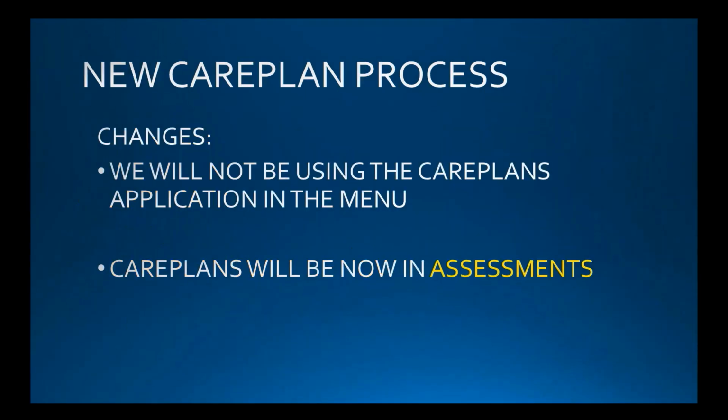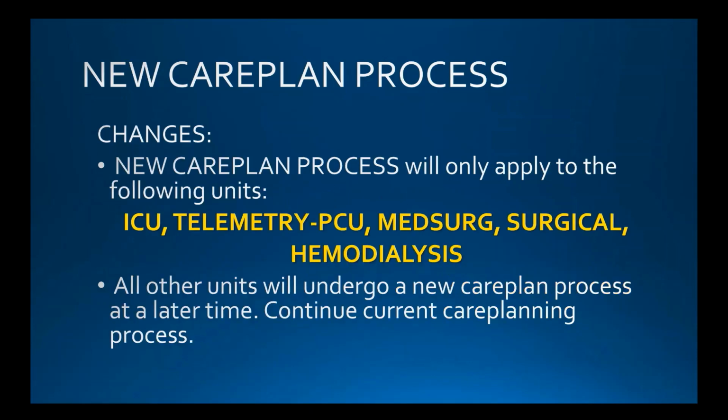For the new care plan process, you will not be using the care plans that you're currently using today. Care plans will now be in assessment and flow sheets. Also, this new care plan process will only apply to the following units: ICU, telemetry PCU, med-surg, surgical, and hemodialysis. All other units will undergo a new care plan process at a later time. So you need to continue your current care planning process.